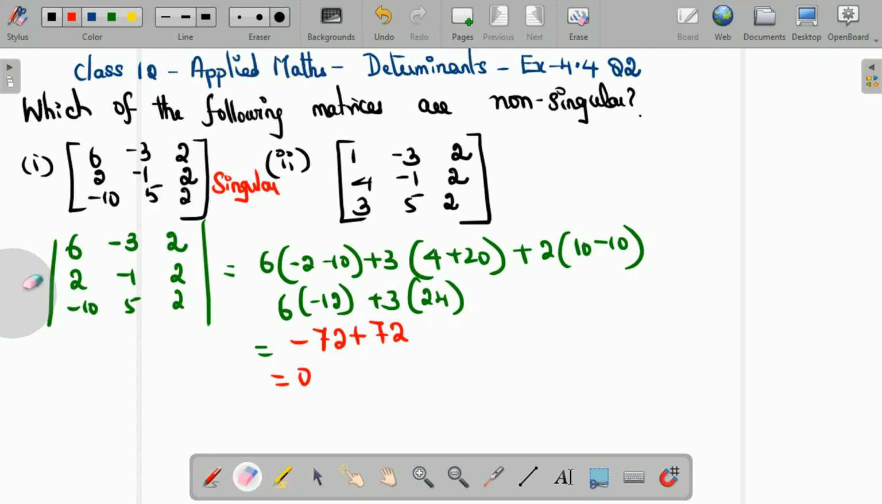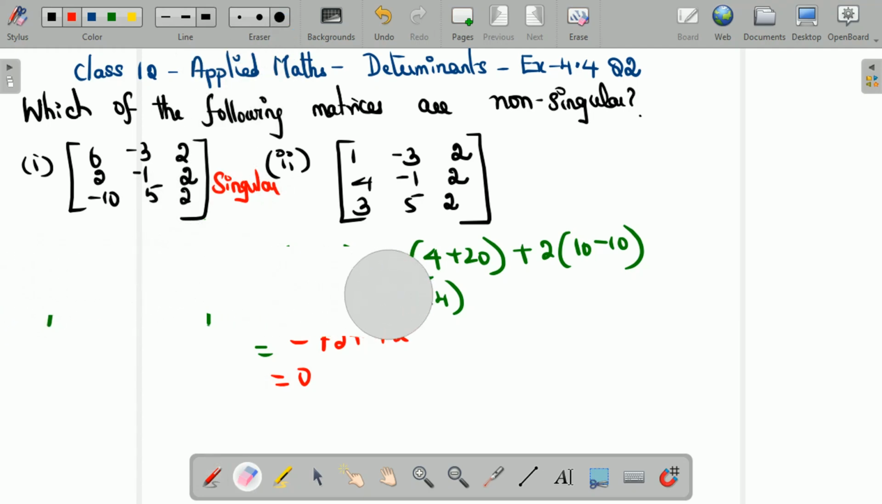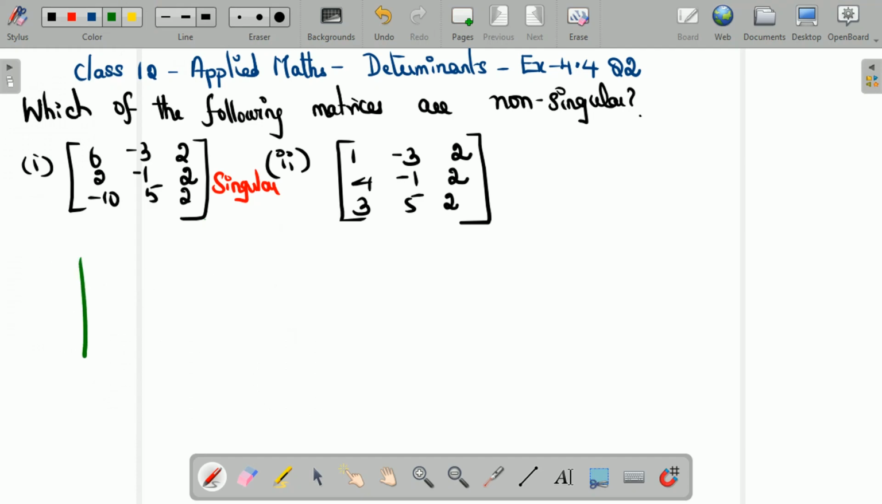Now let's take up the second subdivision in this question. Let's calculate the value of this particular determinant. So let's note it in determinant form: 1, minus 3, 2; 4, minus 1, 2; 3, 5 and 2. Now let's evaluate this determinant.